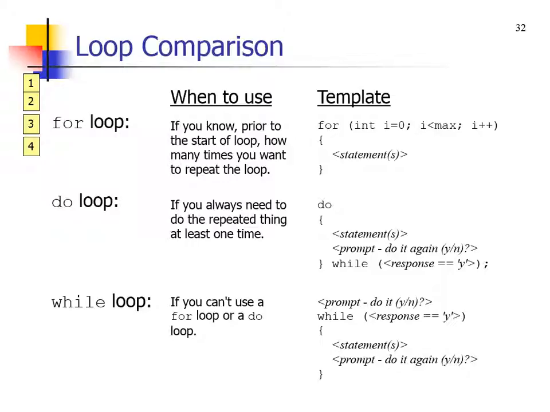Loop comparisons. For loop: if you know how many times you need to go through, you'll do the for loop. If you need to do it at least once, do the do-while. And if you can't use either one of the previous, use a while. Everyone okay with that?